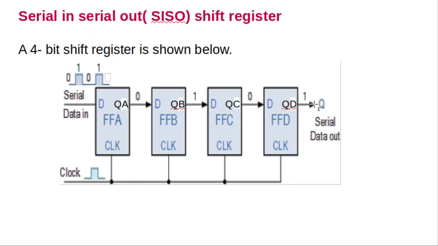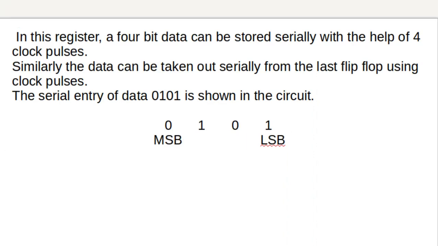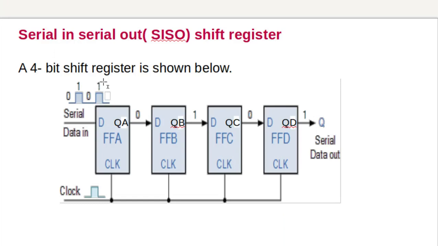Now we will see an example of entering the data 0101 into this register. So for that data, this is the data 0101. This is the LSB or the first bit, and this is the most significant bit MSB or the last 4th bit of the data. So when we enter this data serially, we will first enter this LSB to the flip-flop that we will see now. So here this LSB, this one has to be entered here.